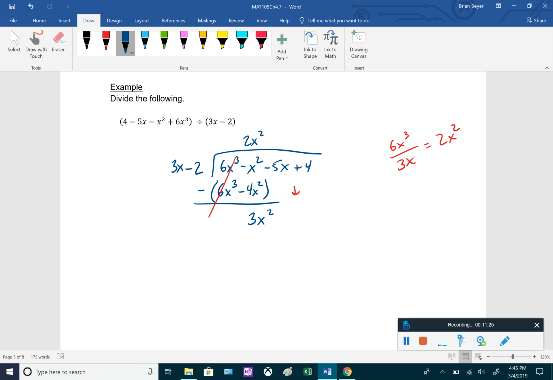Bring down the other stuff. And then start it over. So now 3x squared is the leading term. Divided by 3x, that gives us x. So that's going to be plus x.